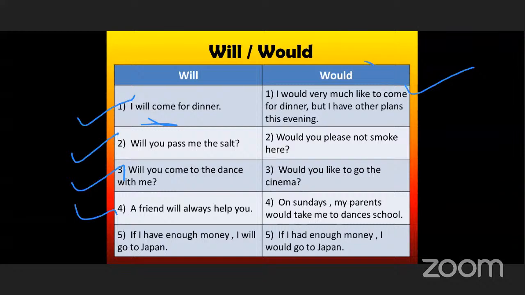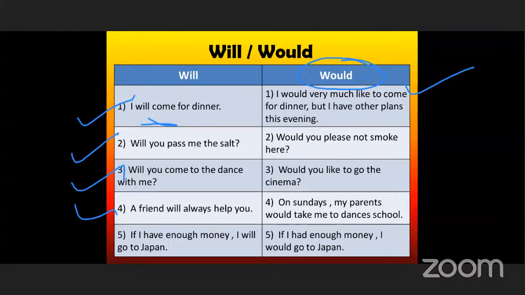Which modal auxiliary do you have to use? Use the modal auxiliary would. First example: I would very much like to come for dinner. The person wants to go for dinner, but in the current situation it is not possible for him to go because he has some other plans this evening. So at that time, use the modal auxiliary would.